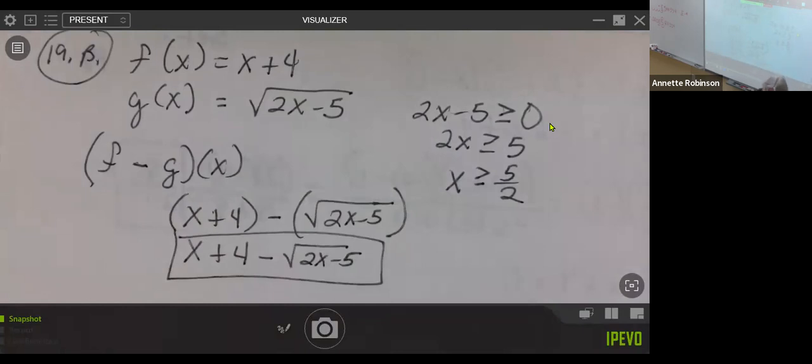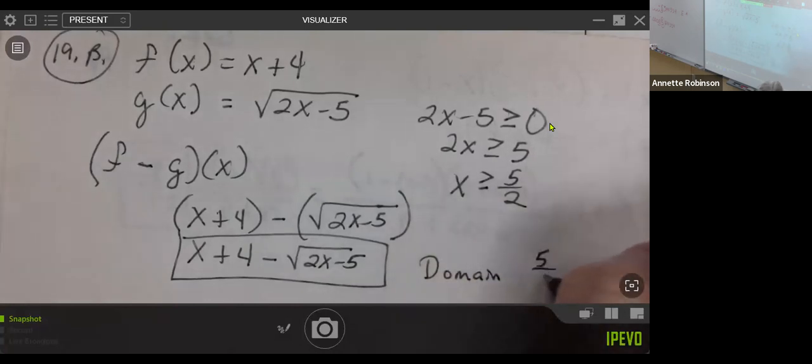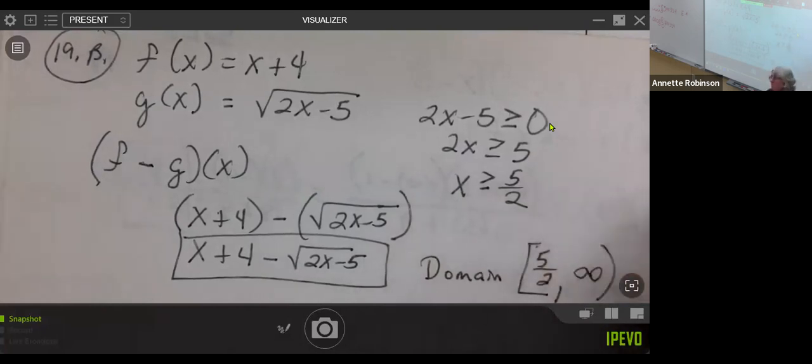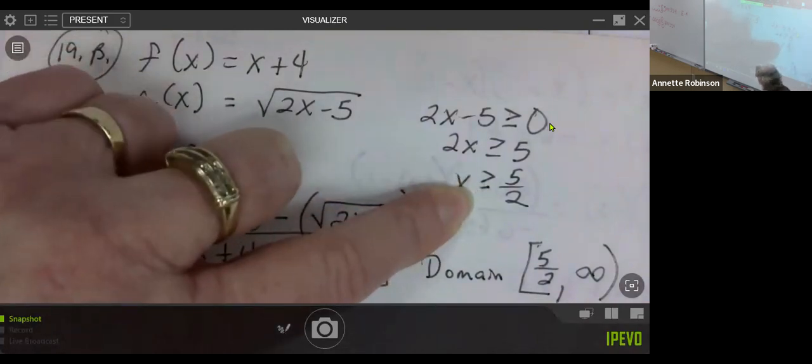Again, I cannot throw the negative through the square root symbol. It's a concrete steel bomb shelter. I only see that one square root, which we've already dealt with. So the domain we already found is from 5 halves to infinity, because it was greater than or equal to 5 halves.